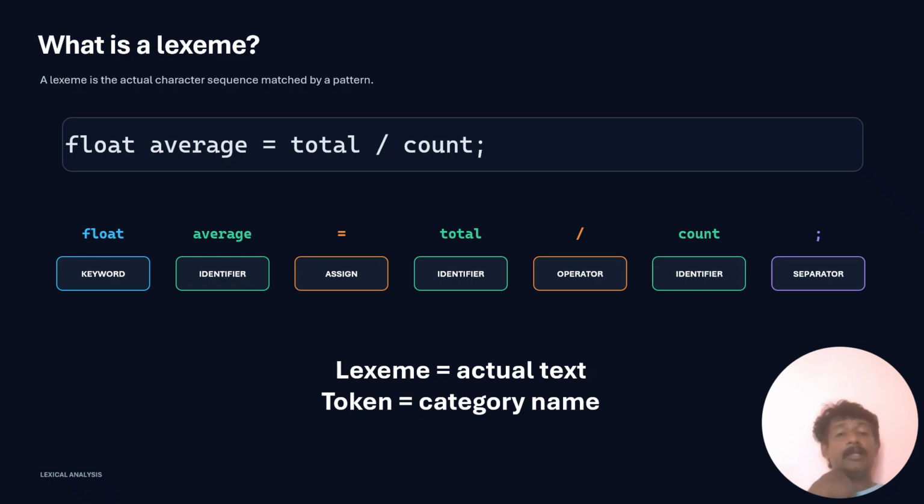Now let us see what a lexeme is. A lexeme is the exact text found in the program. In this line, float average = total / count;, float is a lexeme, average is another lexeme, the equal symbol is also a lexeme, and total, the slash symbol, count, and the semicolon are also lexemes. Each lexeme has a token type. For example, average, total, and count are different words, but all of them are identifiers. So the token is the category and the lexeme is the actual text.